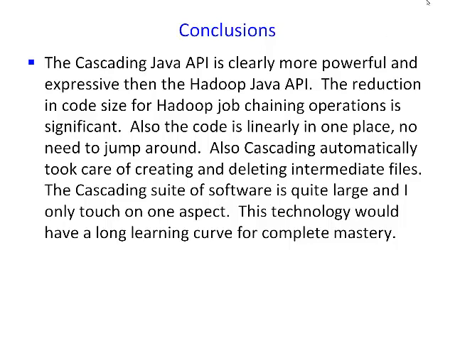Conclusions. The Cascading Java API is clearly more powerful and expressive than the Hadoop Java API. The reduction in code size for Hadoop job chaining operations is significant. Also, the code is linearly in one place. No need to jump around. Also, Cascading automatically took care of creating and deleting intermediate files. The Cascading suite of software is quite large, and I only touch on one aspect. This technology would have a long learning curve for complete mastery.